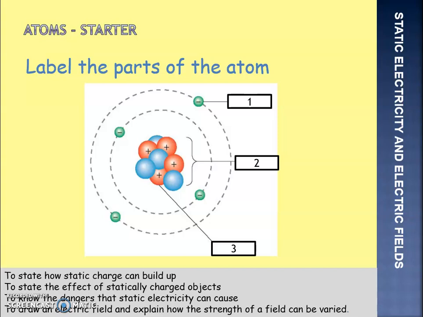Okay, so number 1 in this case is the electron, number 2 is the nucleus, and number 3 is a proton. Again, the relevance of this will become clear once we start talking about static electricity, because we are talking about the atom itself and the electrons there.